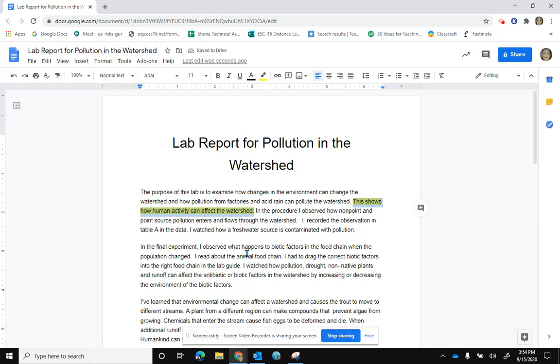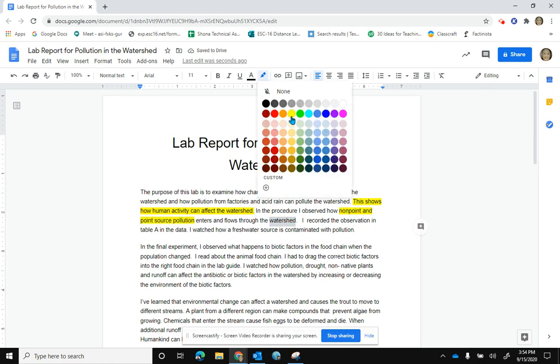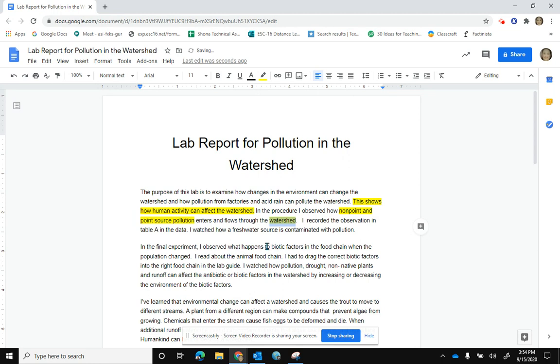And then you begin to talk about non-point and point source right here. And you begin to talk about the watershed here. And then you talk about biotic factors. And I think there's another thing right here, food chain right here.